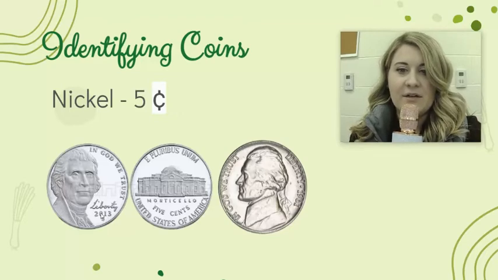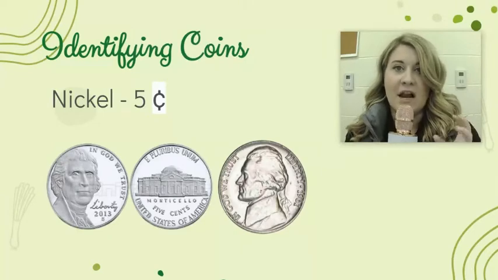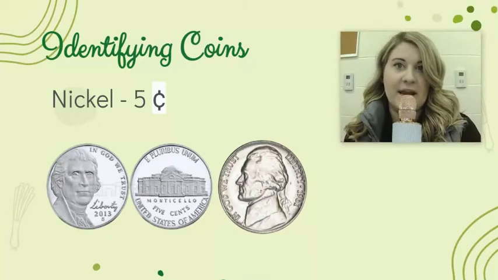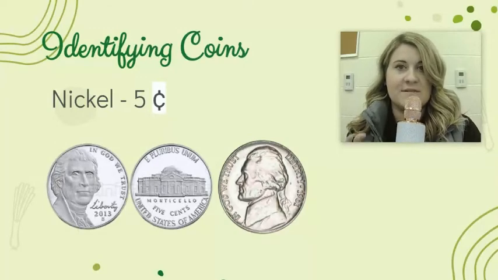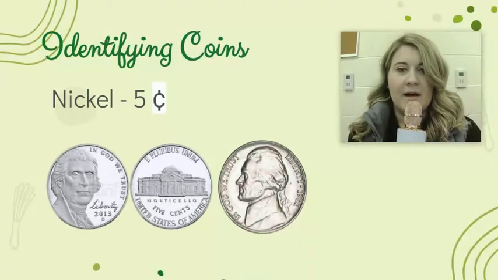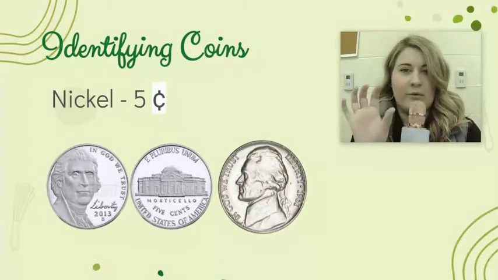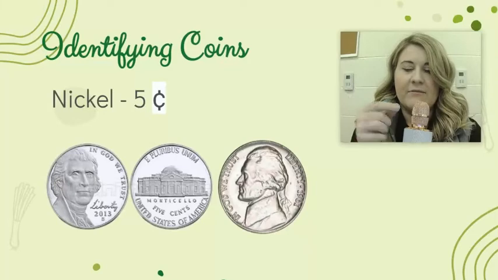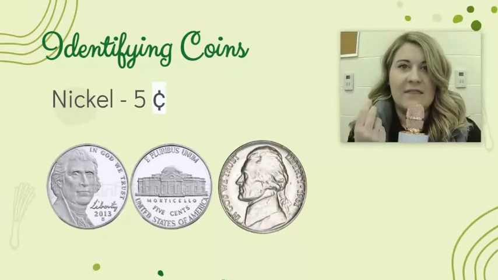So the nickel is much bigger than the penny, but not as big as the quarter. It's in between the penny and the quarter. It's also bigger than the dime. So in terms of size, it's pretty big. It's worth 5 cents and it's thick. So when you turn the coin sideways and look at it from the edge, it has a much thicker edge than the penny and the dime, especially.